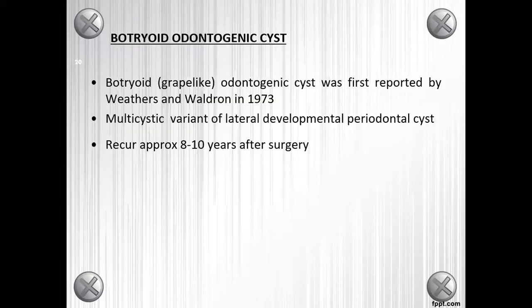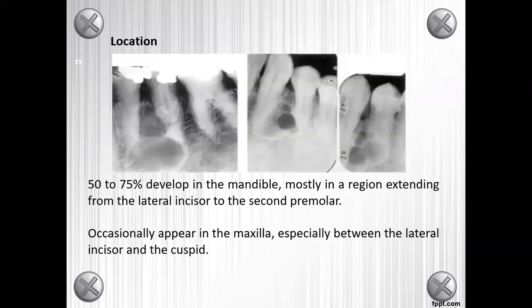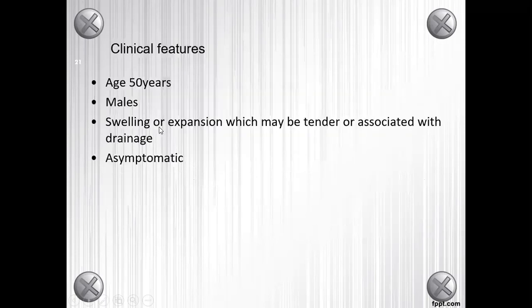Next is the botryoid odontogenic cyst. Here, if you see, one locule, another locule here. They are forming together, which looks like a bunch of grapes. These are the botryoid odontogenic cysts. They say that they arise from the lateral periodontal cyst.